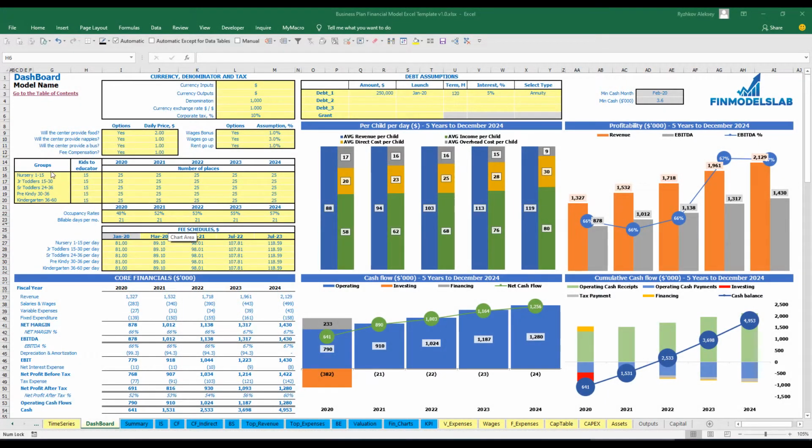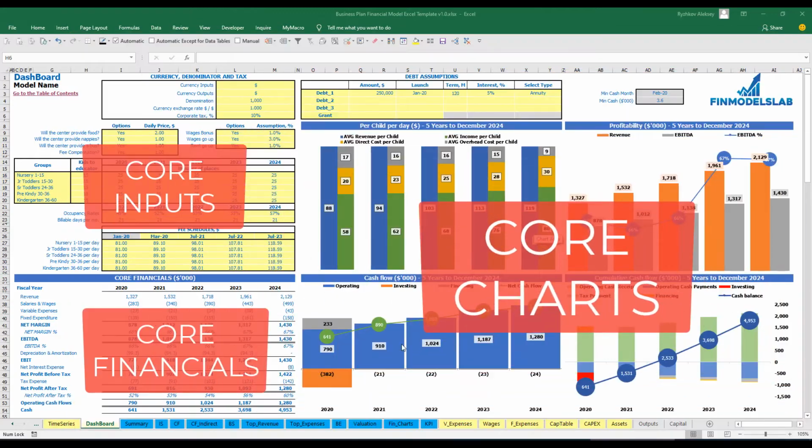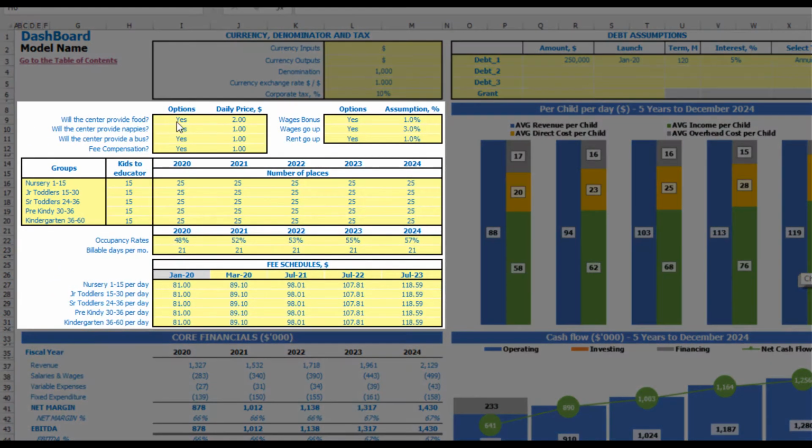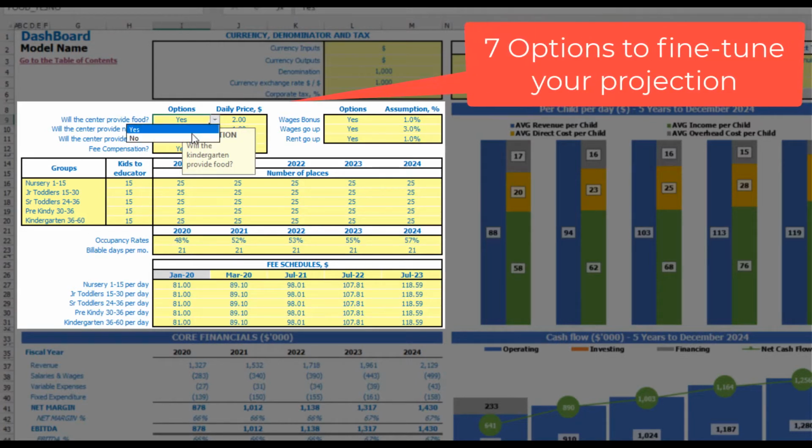On the dashboard, you are able to input core inputs, see the core financials and core charts related to the model. Let me show you how assumptions work, and I'll walk you through each one. The first assumption is, will the center provide food? You can select yes or no.